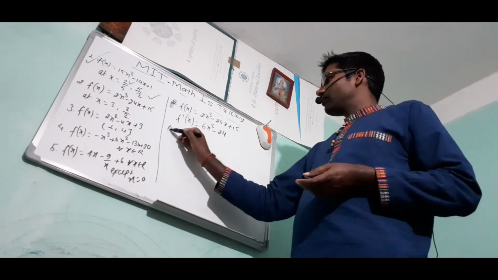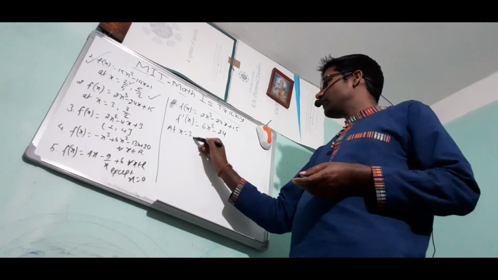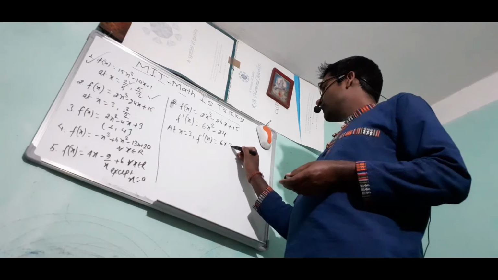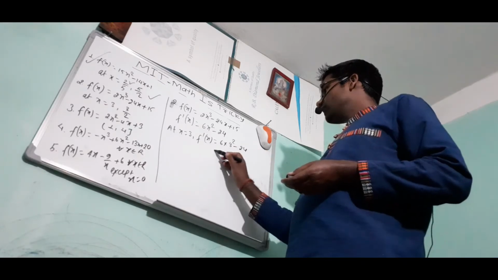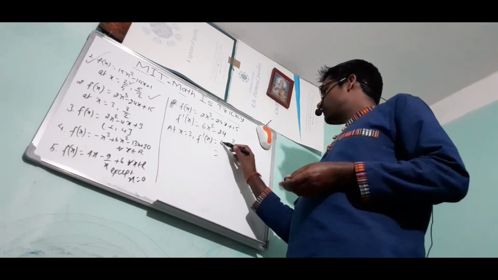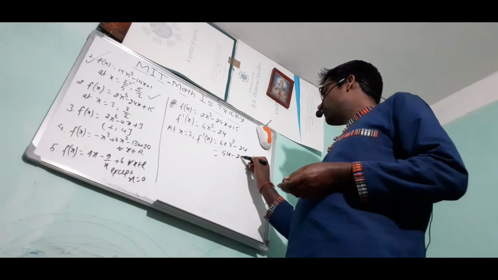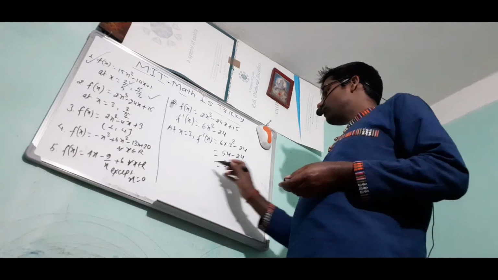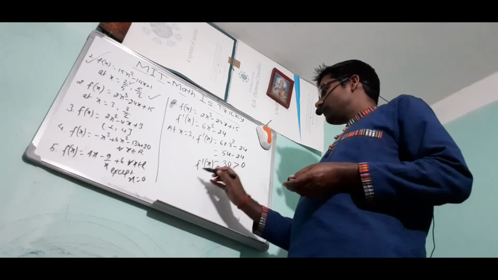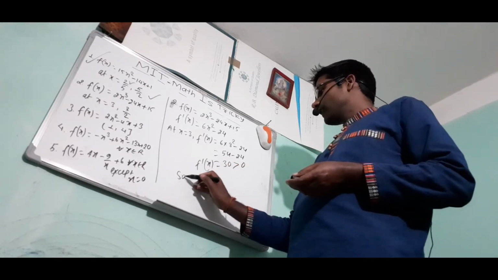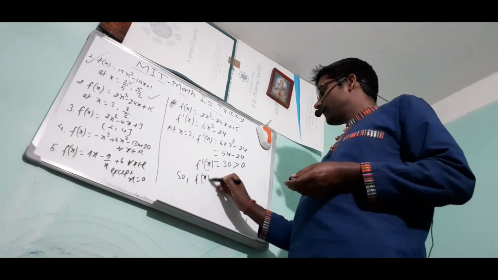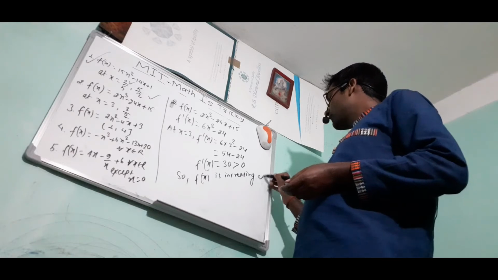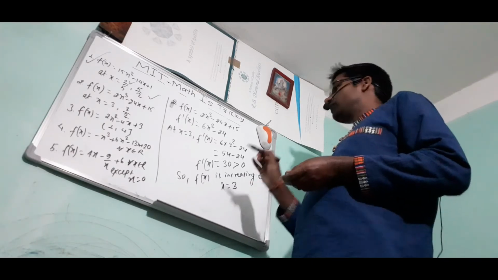So at the given point, at x equals 3, let's find the value of the first derivative. So it is simply 6 into 3 square minus 24, is here 9 times 6, 54 minus 24, and it is here simply 30, which is greater than 0. That means the first derivative is positive, so f(x) is increasing at x equals 3. This is our conclusion.